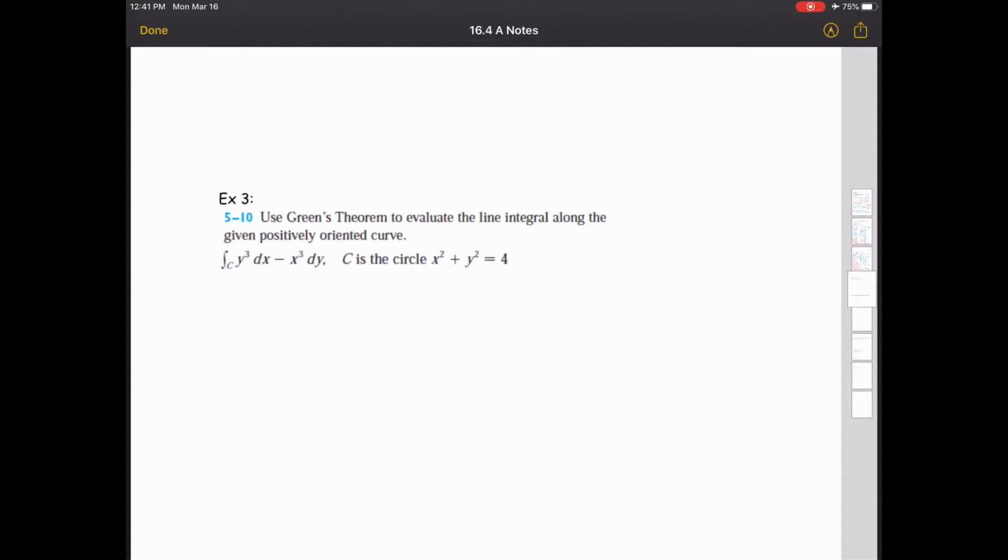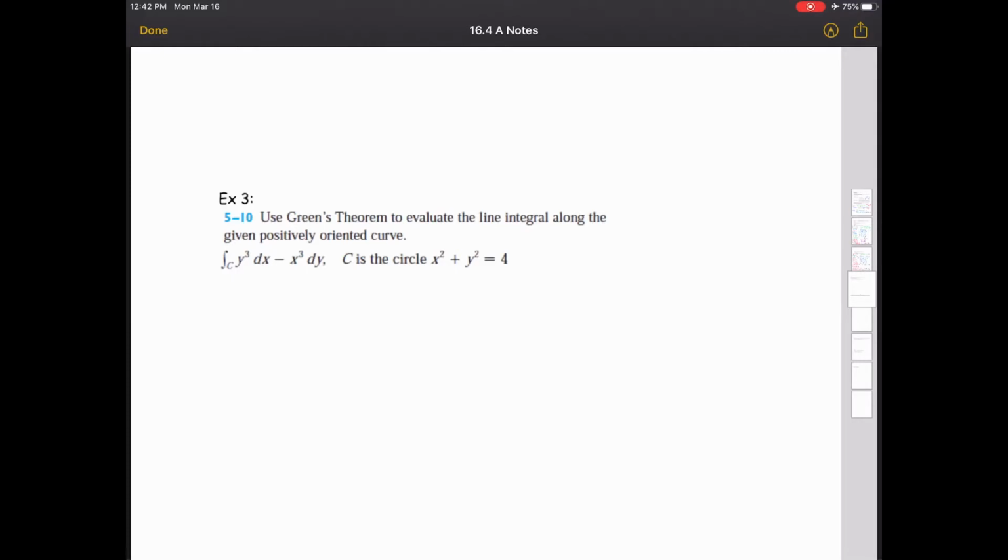Alright, in our second video here, we're going to start off with example 3. This is going to go much quicker as far as this specific example is concerned, because we're only doing Green's theorem. We're not going to prove this doing it both ways. So let's go ahead and take a look at it.